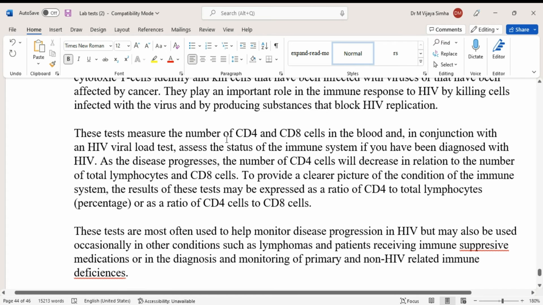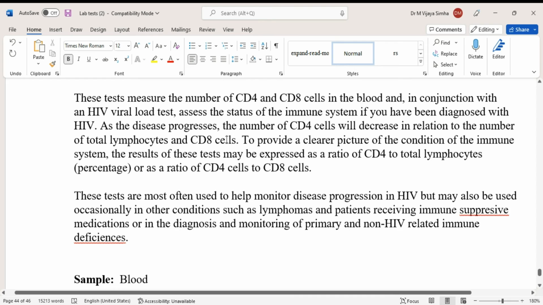These tests measure the number of CD4 and CD8 cells in the blood and, in conjunction with the HIV viral load test, assess the status of the immune system if you have been diagnosed with HIV. As the disease progresses, the number of CD4 cells will decrease in relation to the number of total lymphocytes and CD8 cells. To provide a clearer picture of the condition of the immune system, the results of this test may be expressed as a ratio of CD4 to total lymphocytes or as a ratio of CD4 cells to CD8 cells.